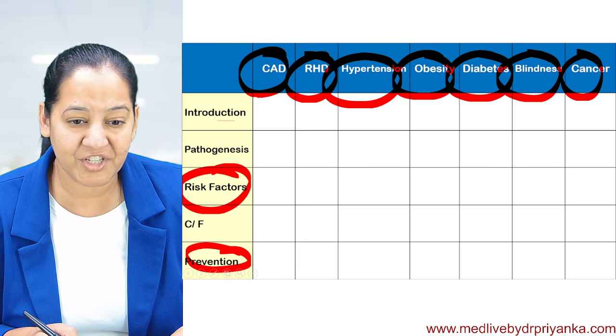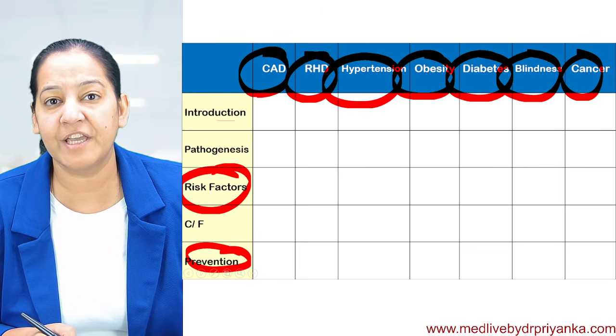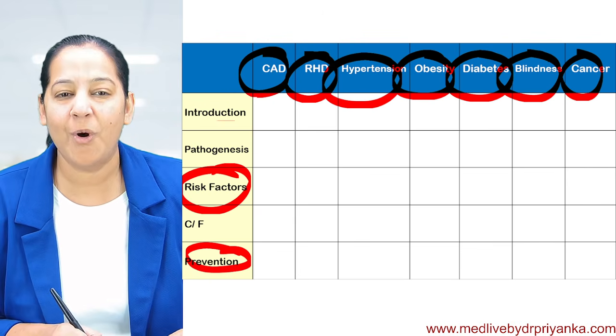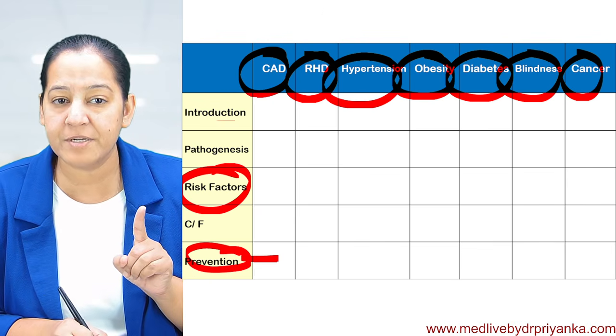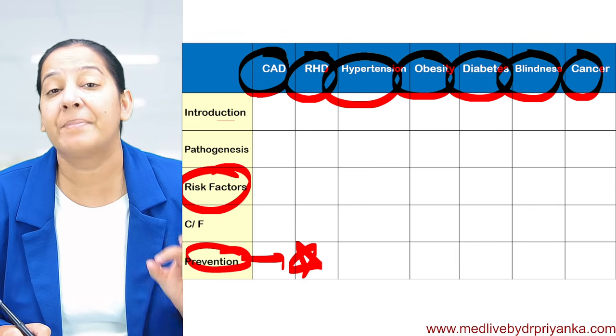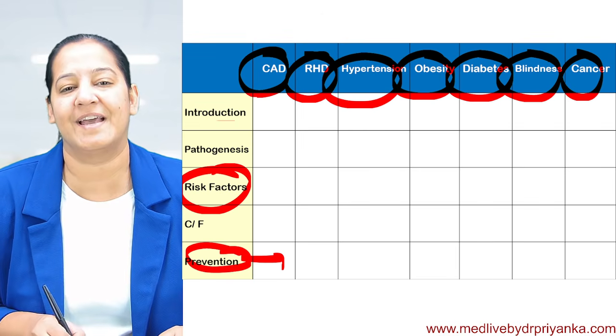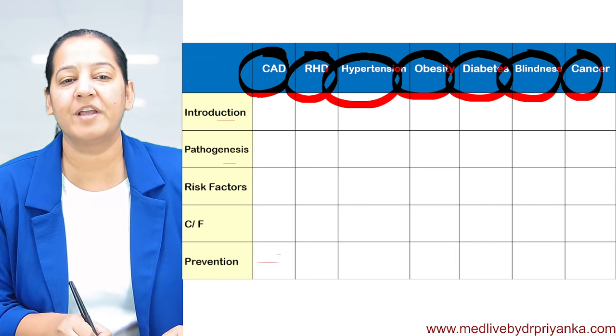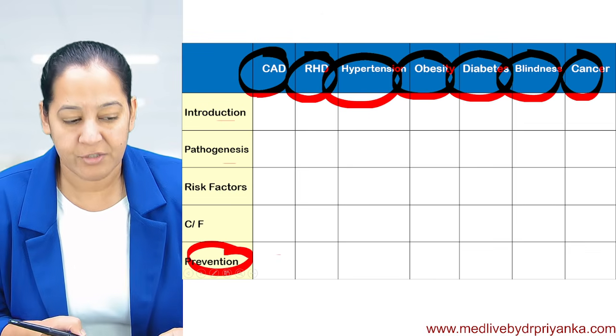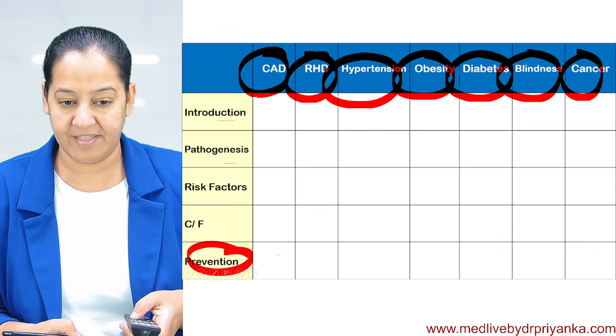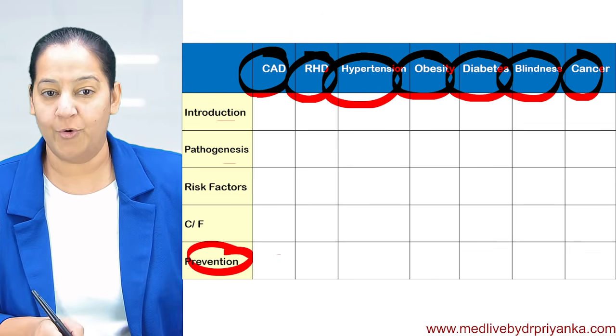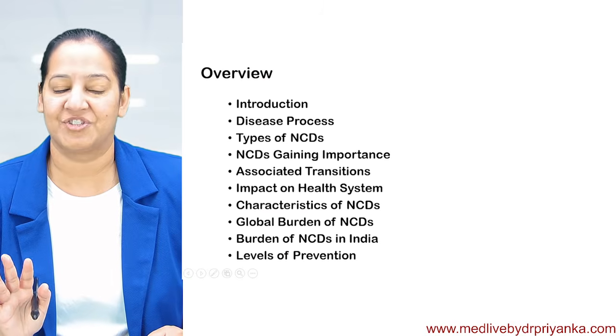What is the subject I am teaching you right now? I am teaching you preventive medicine. So you all can understand that in preventive medicine, the most important aspect is prevention. The most important aspect in all these non-communicable diseases is their prevention. To understand the prevention, you have to understand their risk factors first. I hope you are getting it. So this is the master chart.